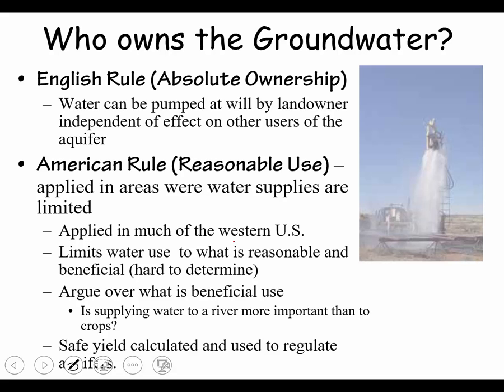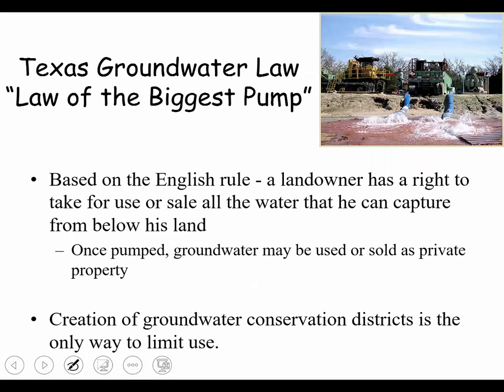So you try to limit the water use to reasonable and beneficial. People are going to argue, what is that? Is supplying the water to the river more beneficial than for crops? And so part of what you're trying to do is develop a safe yield, which is basically some kind of an equilibrium balance between the water table, the rates of withdrawal, and whatever needs to go into the river. Okay.